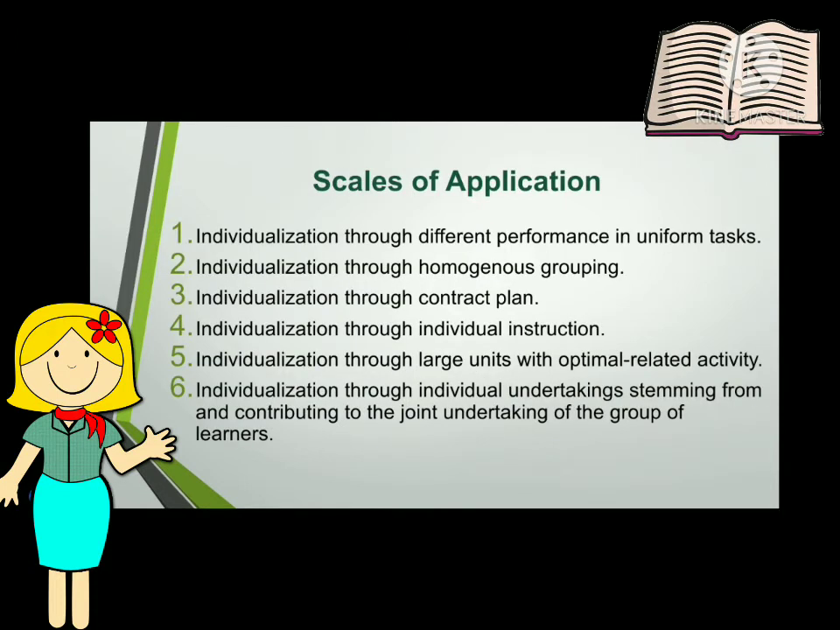These are the scales of application. First, individualization through different performance in uniform tasks. Second, individualization through homogeneous grouping. Third, individualization through contract plan. Fourth, individualization through individual instruction. Fifth, individualization through large units of optimal related activity. And last one is individualization through individual undertakings stemming from and contributing to the joint undertaking of the group of learners.